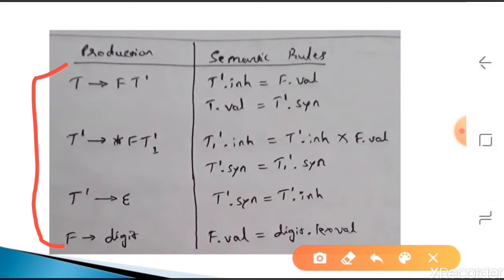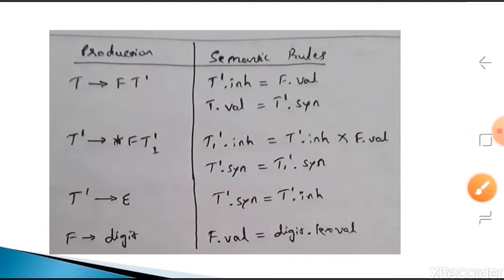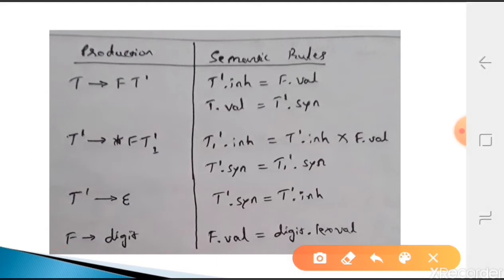T produces F T', T' produces * F T1', where T1 is the same T on the right side, written as T1 only to make a difference in the semantic phase. Then T' produces epsilon, and F produces digit. Here one production has two rules now, that is, two different semantic rules.